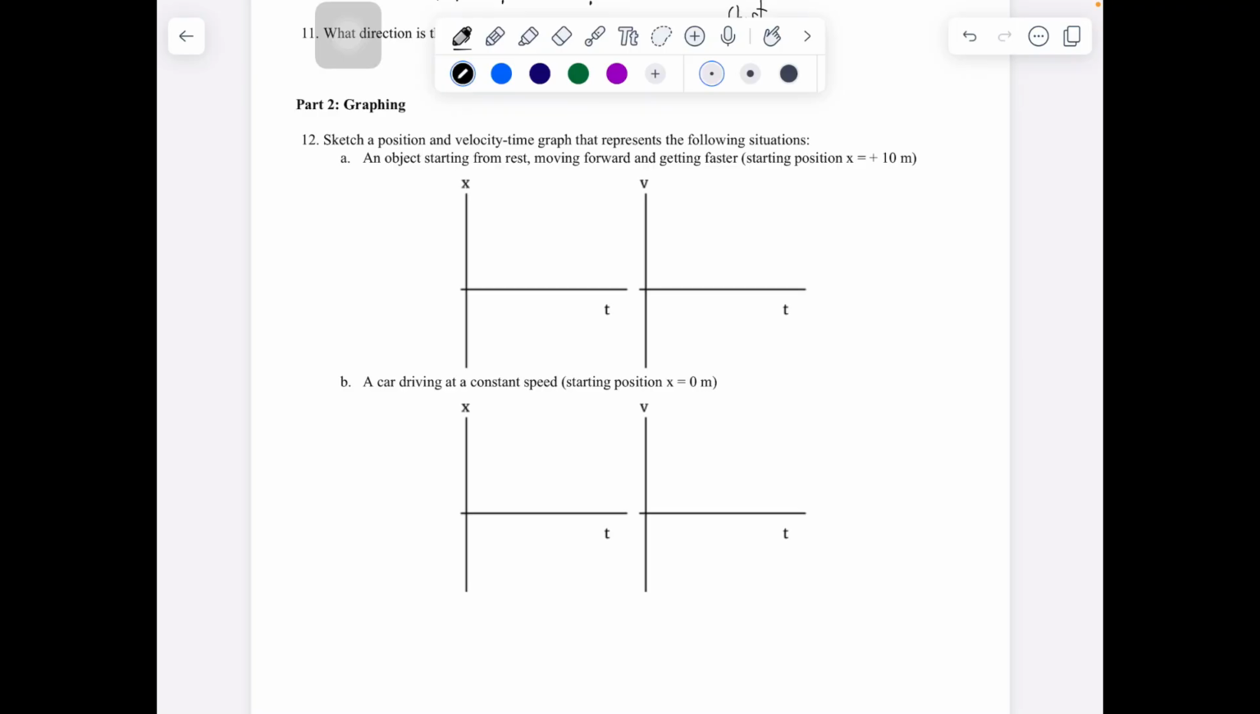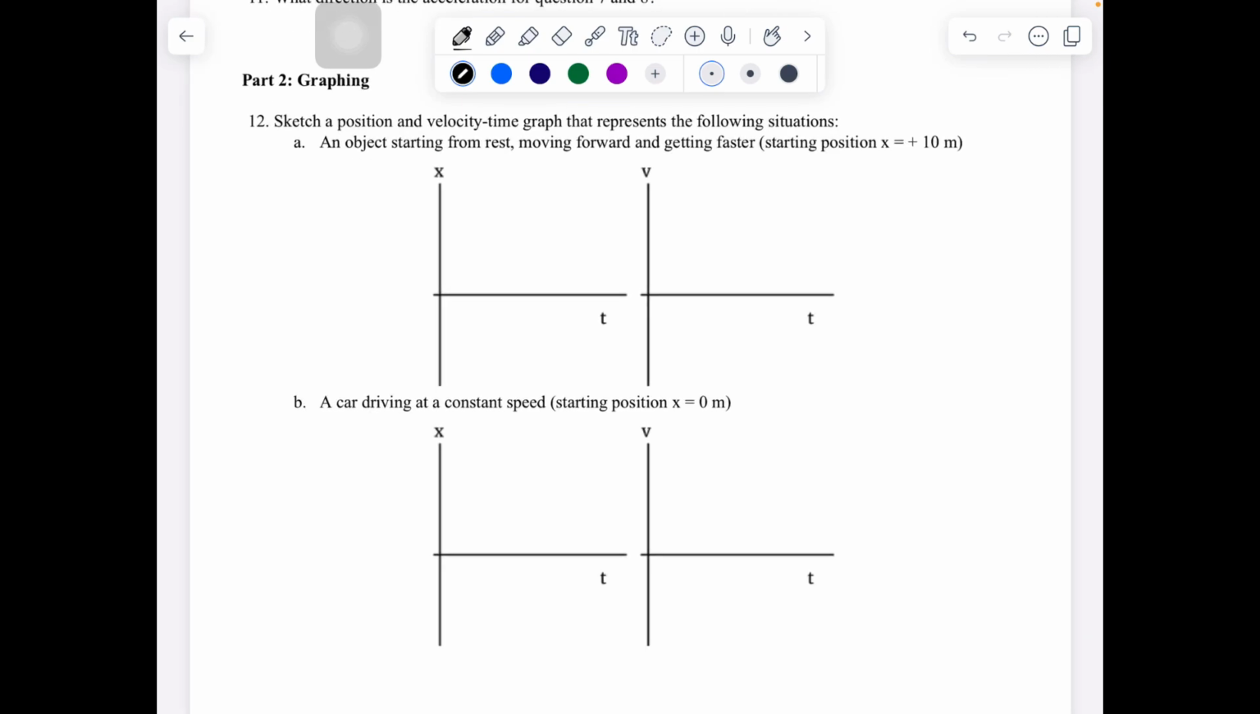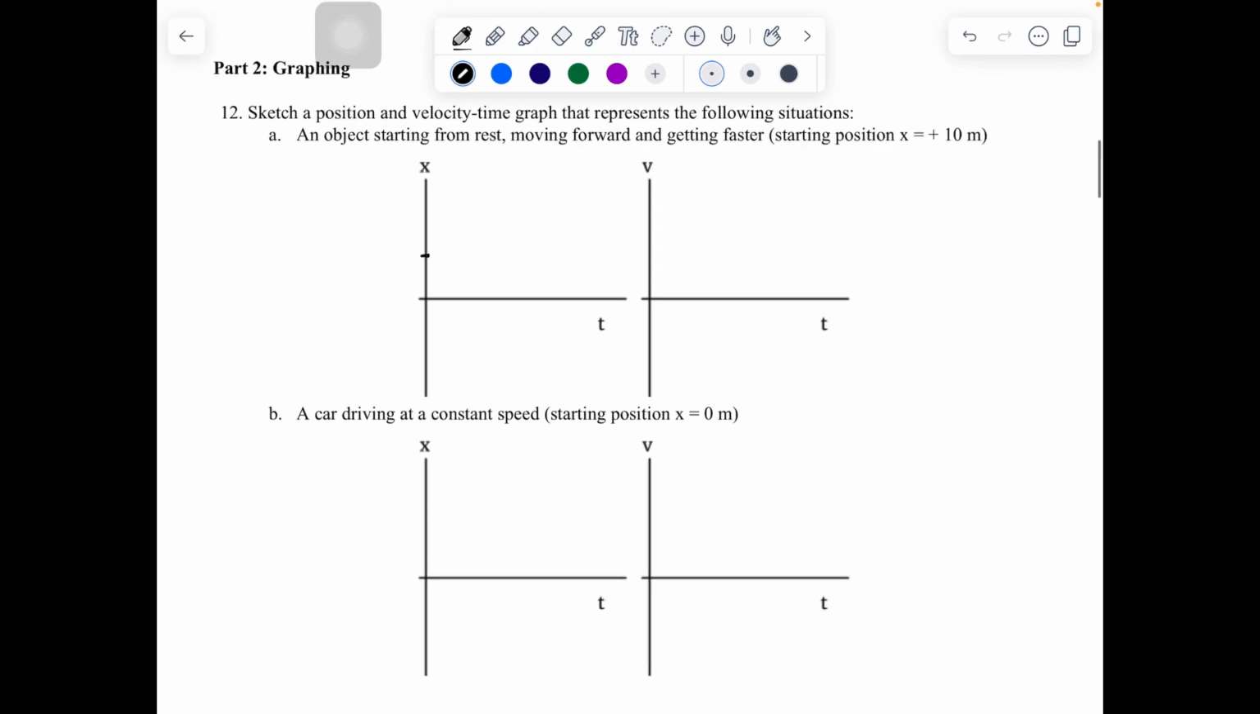Here, if we're starting from rest, moving forward, and getting faster, the starting position is plus 10 meters. So let's say maybe we're starting up here. This is 10 meters. We're starting at rest, so we're flat. Then we're moving forward and we're getting faster. Moving forward and getting faster looks like this.